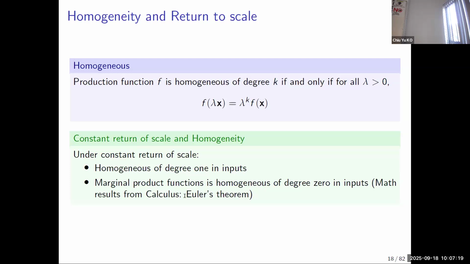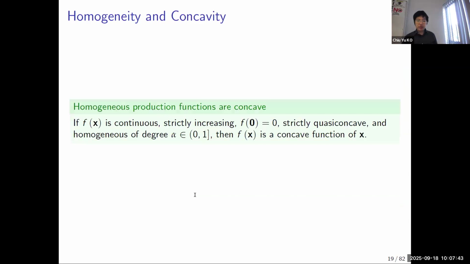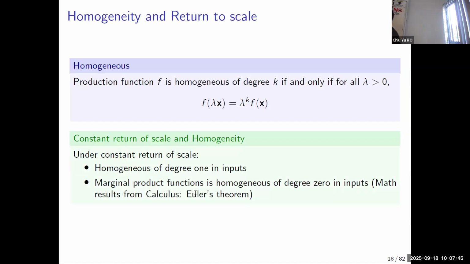If you see, this is exactly the returns to scale idea, right? If k is 1, that is constant returns to scale. If k is bigger than 1, it's increasing returns to scale. And if k is less than 1, that will be decreasing. I guess that's what we mean.